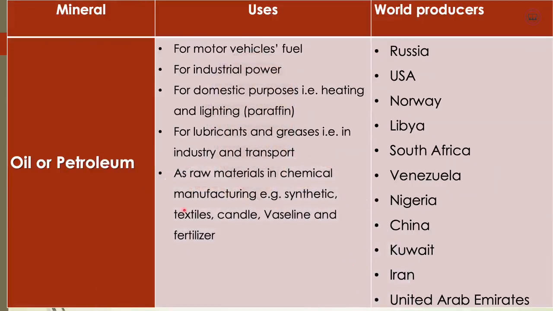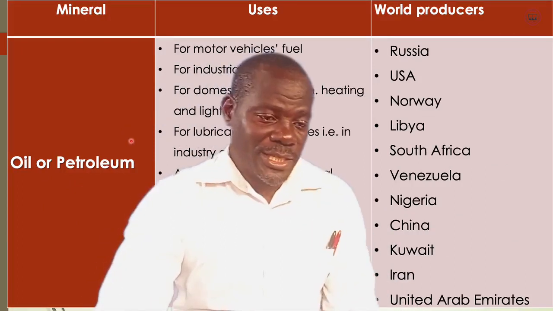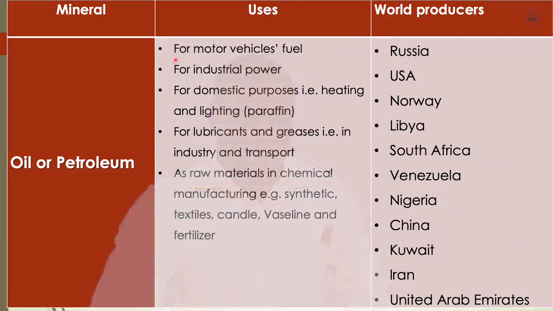Let us proceed by looking at another mineral. This is petroleum or oil. What is the use of oil? You can suggest, but here I have some. For motor vehicle fuel, for industrial power, for domestic purposes, that is heating and lighting, such as paraffin, and for lubricants and greases in industries and transport, and as a raw material in chemical manufacturing, for example, synthetic textiles, candle, vaseline, and fertilizer.